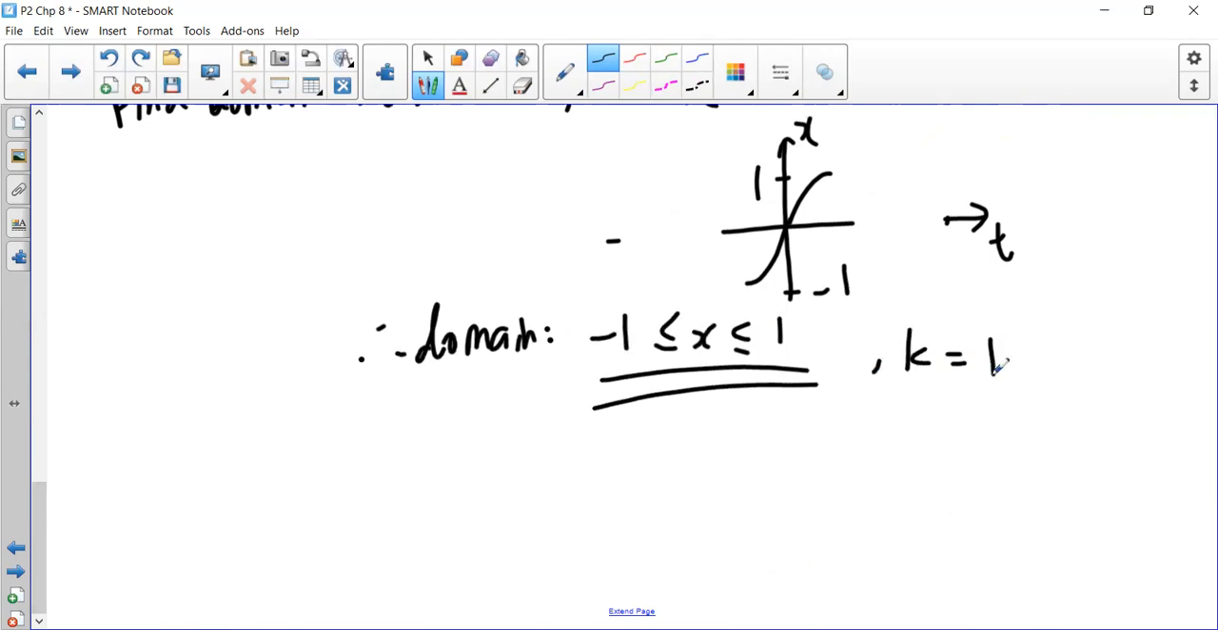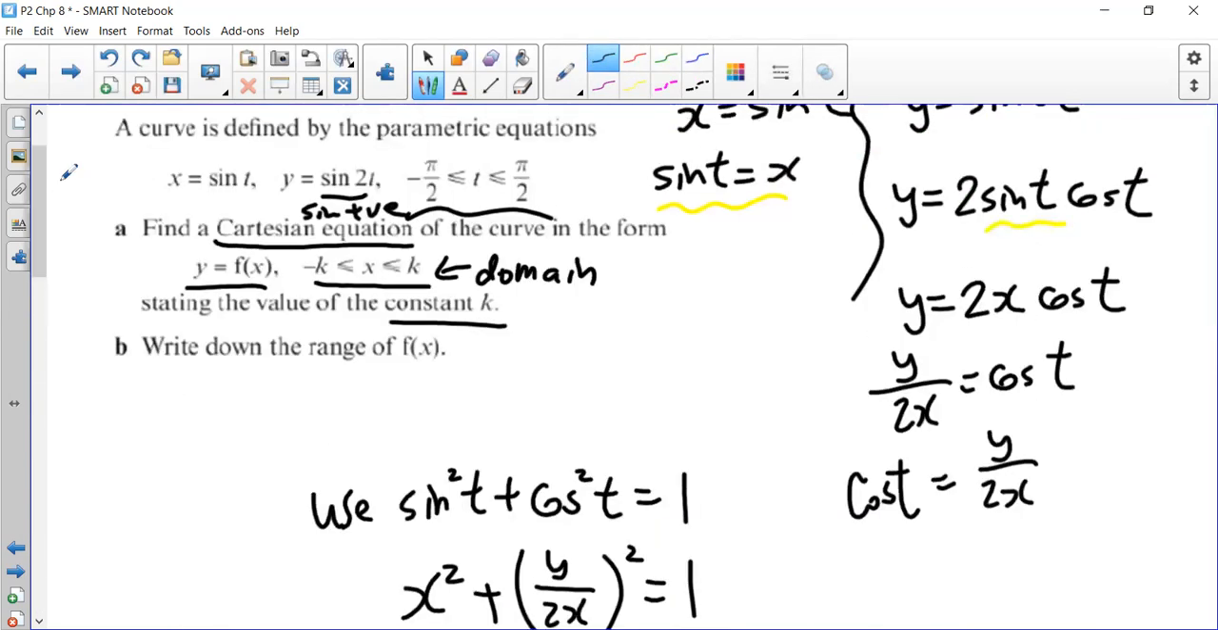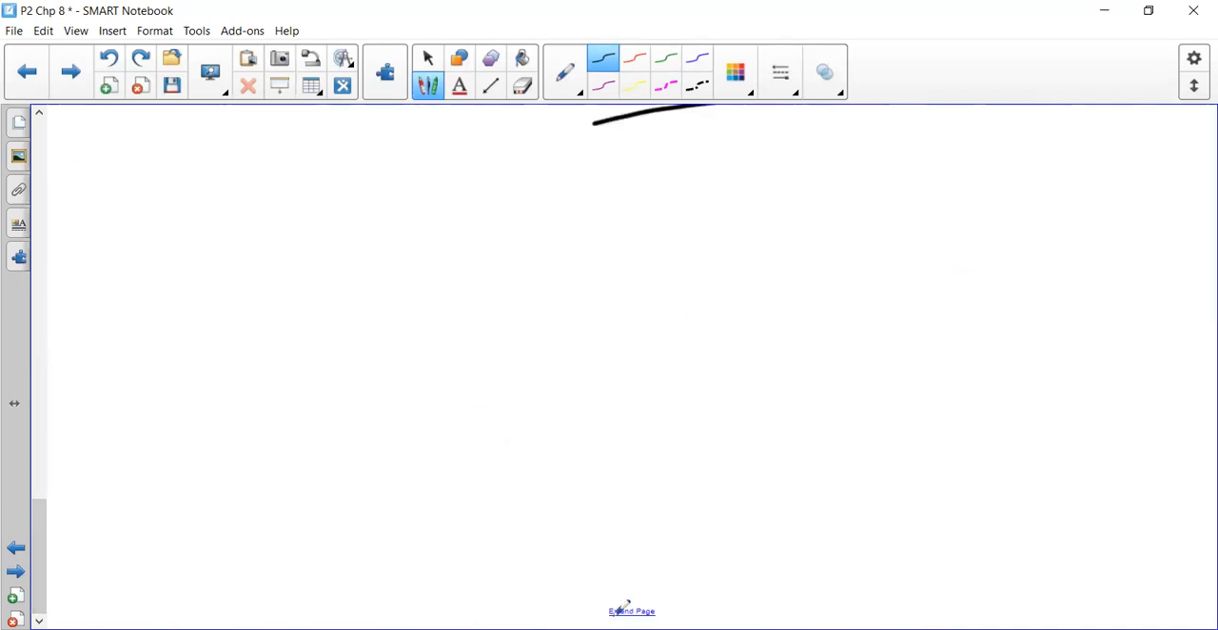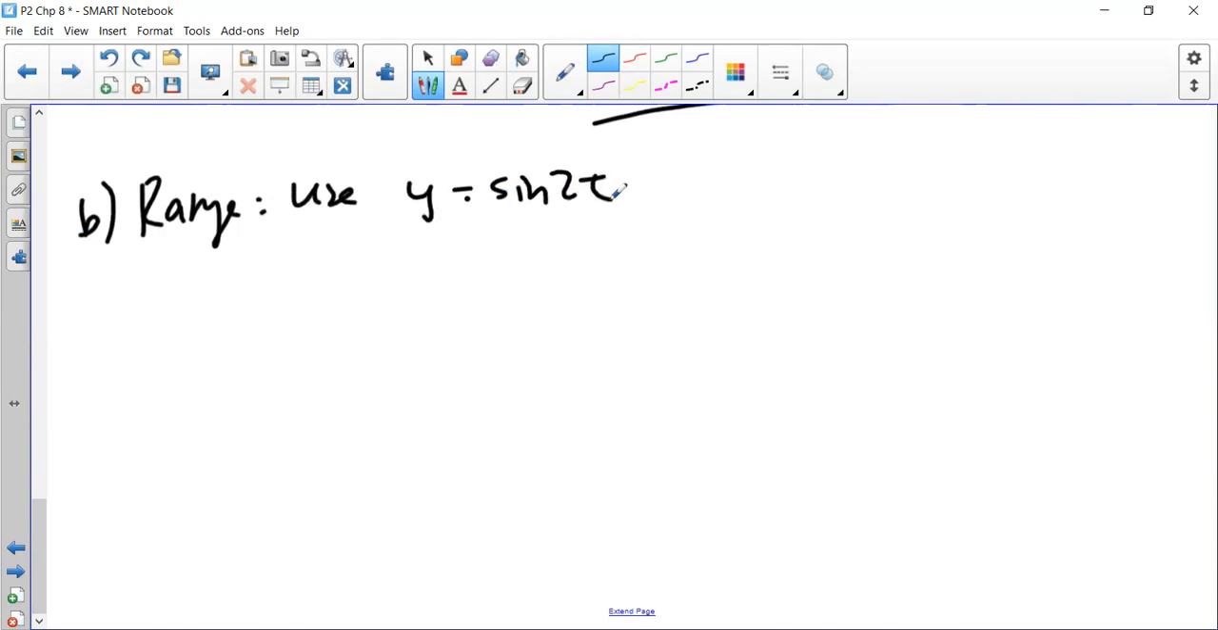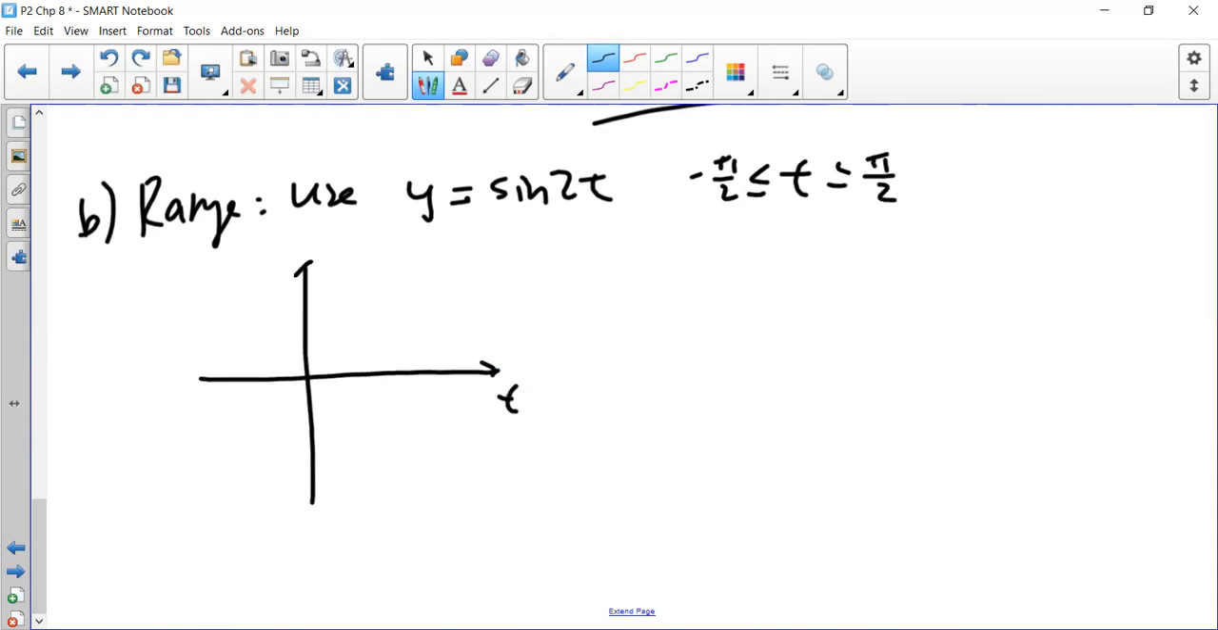All right? Part B, hence find the range of k. Range, we've used x to find the domain, now use y. Well, simple. To find the range, we're going to use the y equation. So y equals sine 2t, where t is between minus pi over 2 and pi over 2. So this is a transformation of graph. So we've got t and y. Originally, it's like this and this, because up to pi over 2 and negative pi over 2.